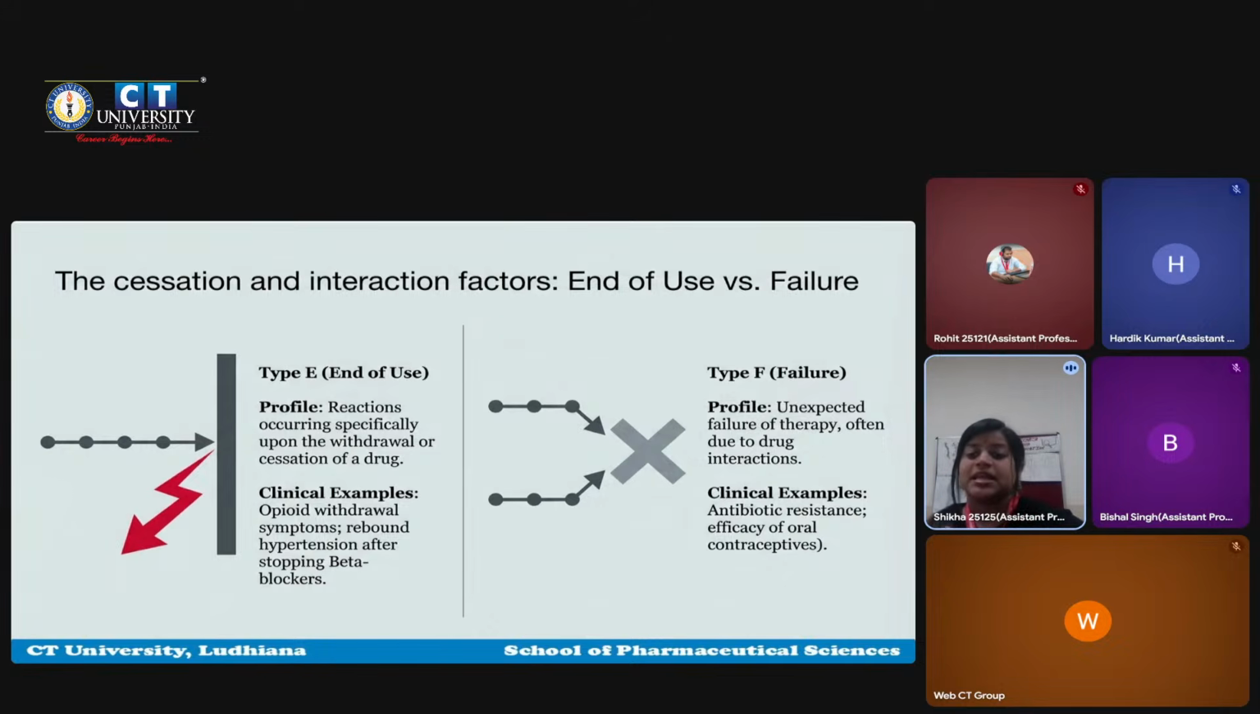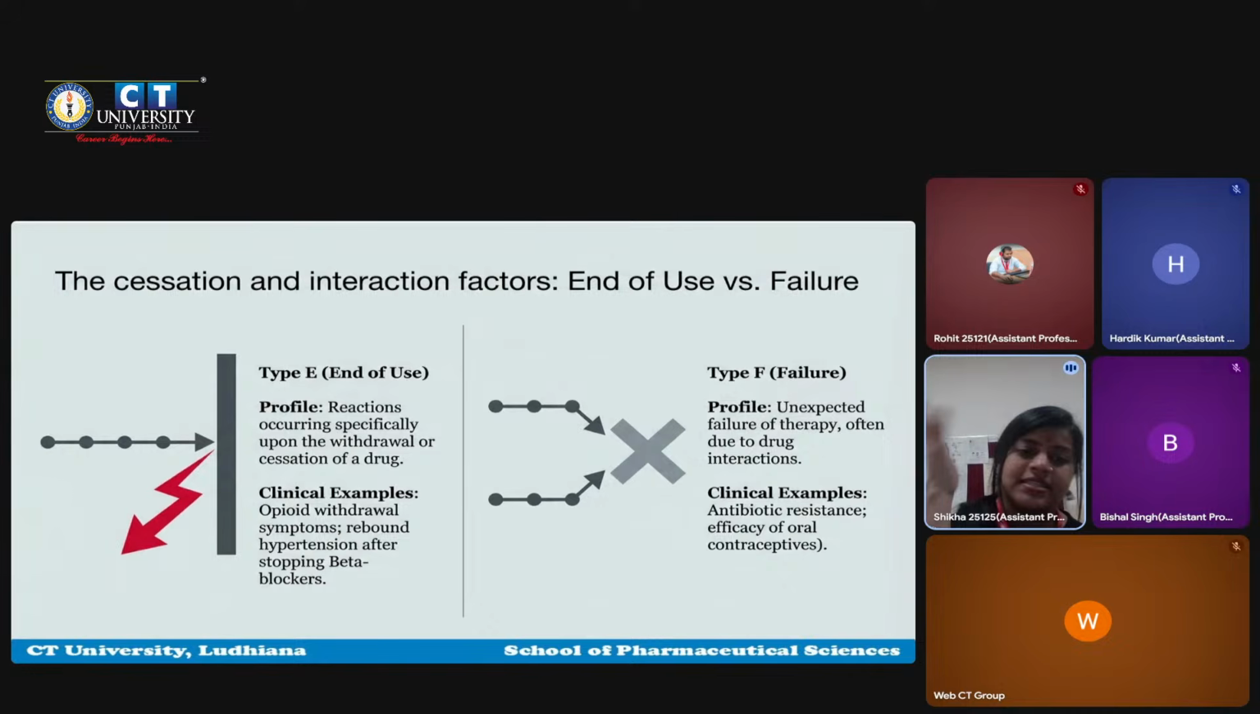So examples are antibiotic resistance or efficacy of oral contraceptives. Antibiotic resistance is a very common problem in this era, because we are using antibiotics without any knowledge. We are using antibiotics for viral infections also. That is not a rational therapy.